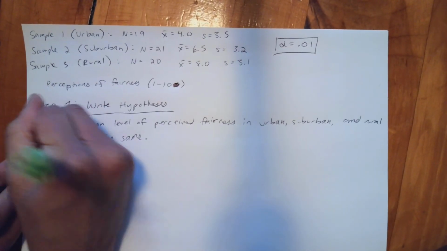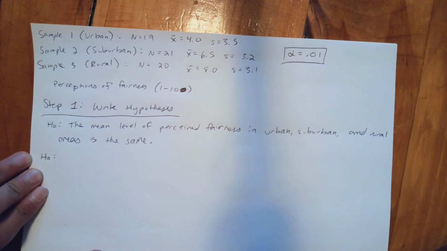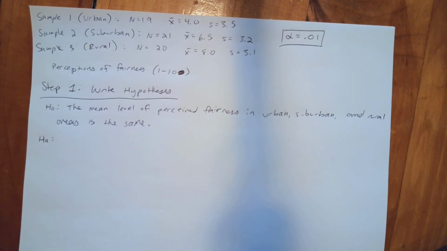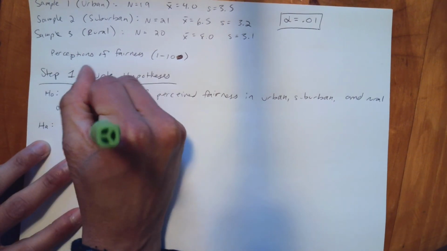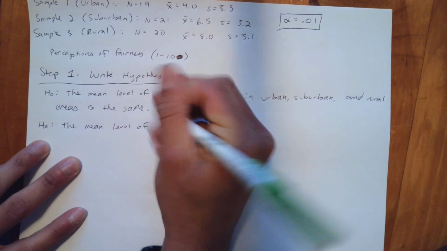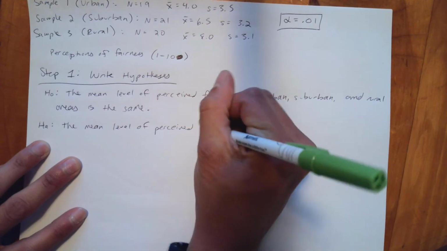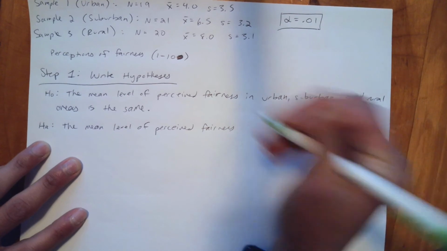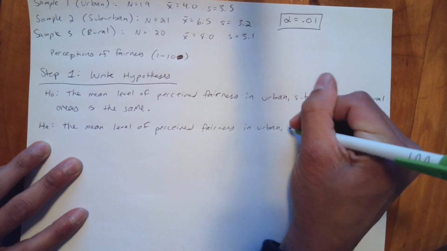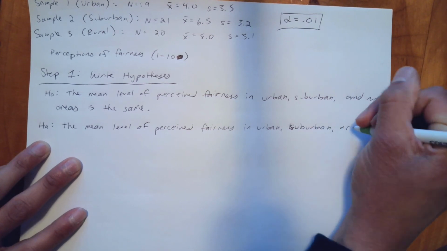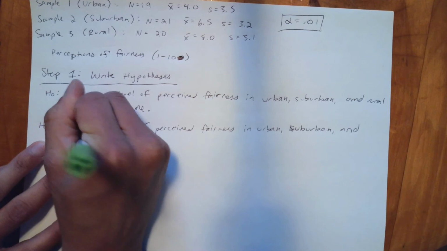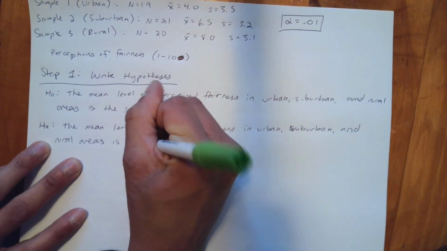So our alternative hypothesis then is going to be the opposite of that. So if you rule out the idea that the mean is the same in all your populations, well, you're left with the idea that the mean must be different in at least one of the populations, and maybe more. So our alternative hypothesis could be that the mean level of perceived fairness in urban, suburban, and rural areas is not the same.